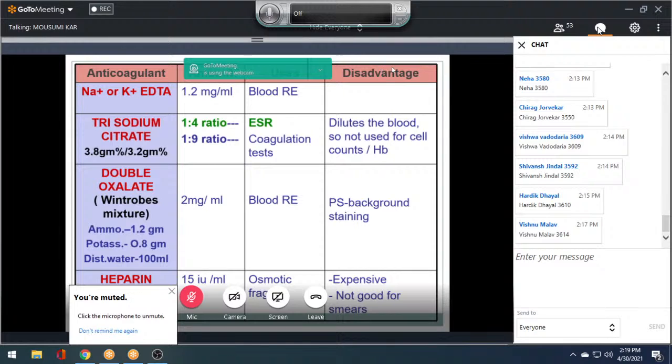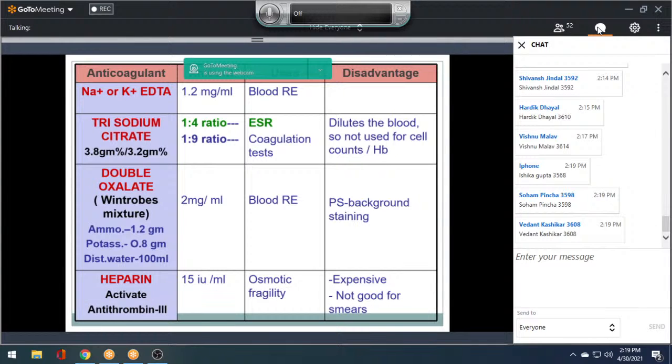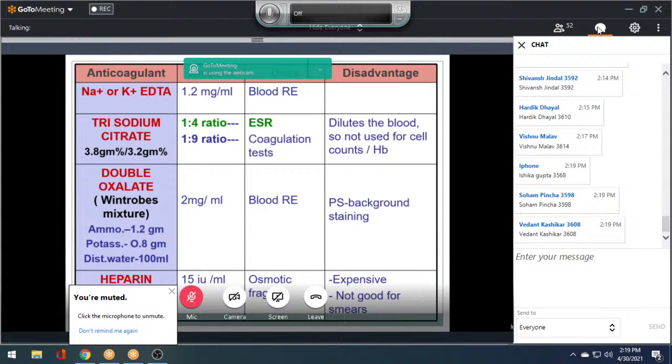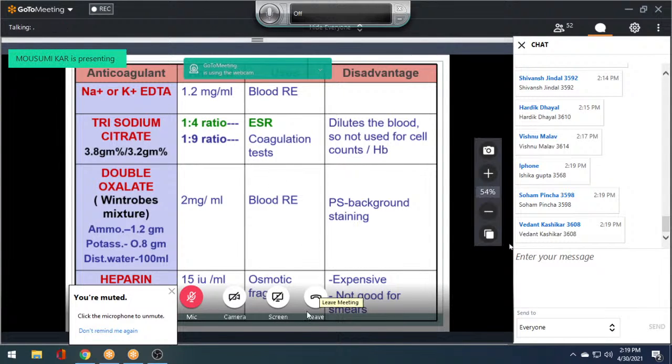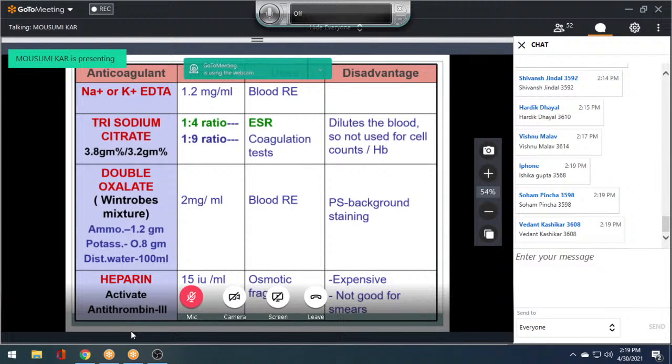And does anyone remember the color of the sodium citrate vial? Shubham, can you answer the color of the sodium citrate vial? Shubham? No. Anyone else? Any volunteer? Ma'am, blue. Okay, thank you.